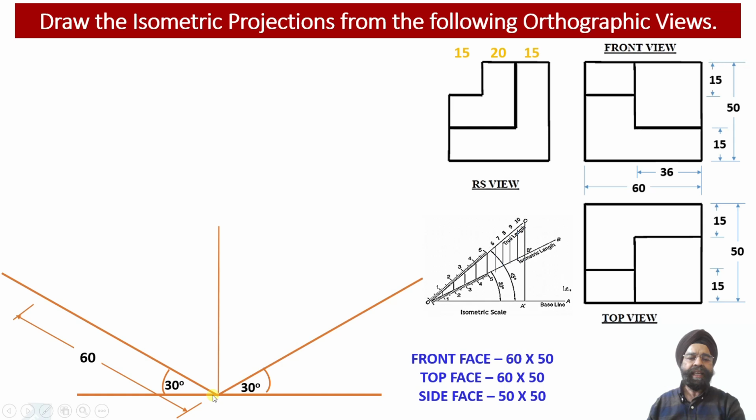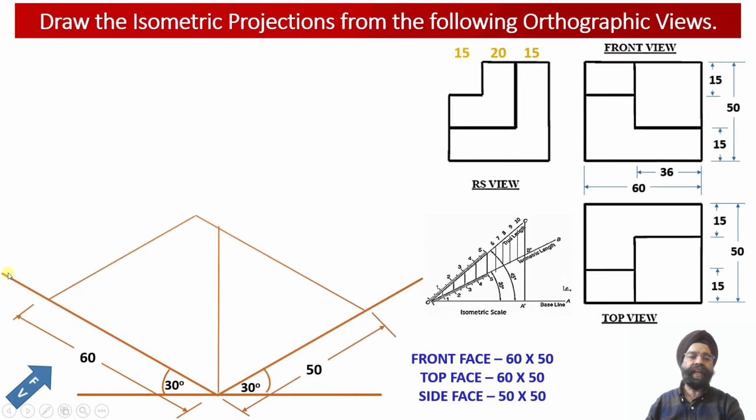So we know that the length of this object measures 60 millimeter. This is the length of the object which we have observed in the front view projections. We'll be converting this dimension into the isometric length, and whatever isometric length is obtained will be projected alongside the x-axis.